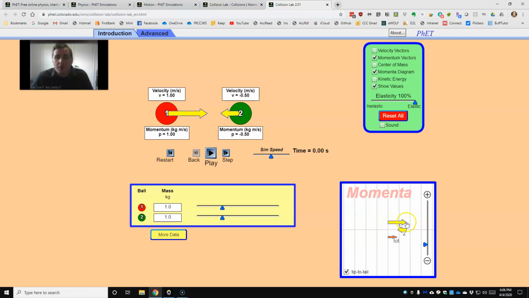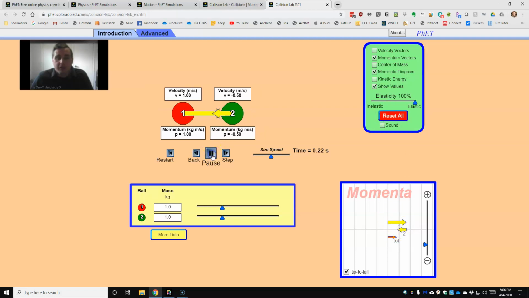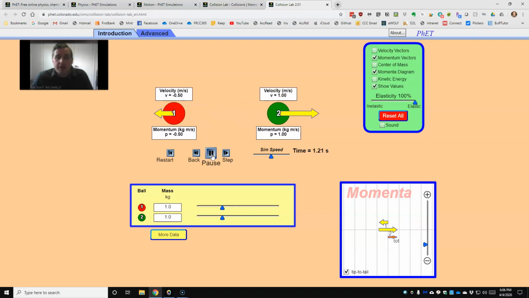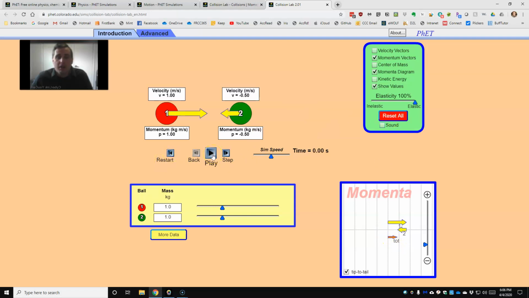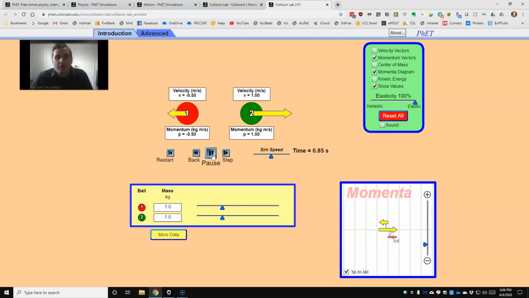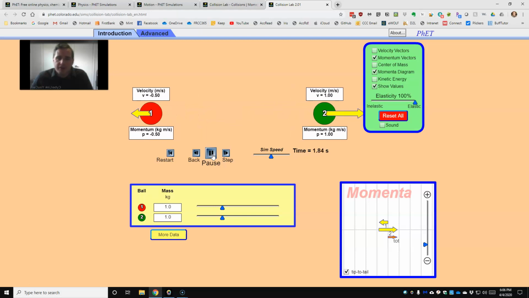So notice ball 1 has more momentum than ball 2 at first, but then after the collision, ball 2 has a greater magnitude of momentum than ball 1. But again, they add to the same total momentum we had before. Notice the total momentum of this system is positive to the right because ball 1's moving to the right faster than ball 2's moving to the left initially. But notice ball 2 ends up moving to the right faster than ball 1 was after the collision.